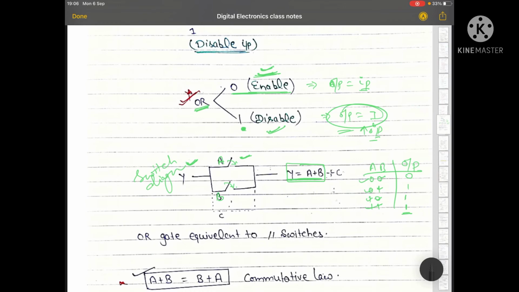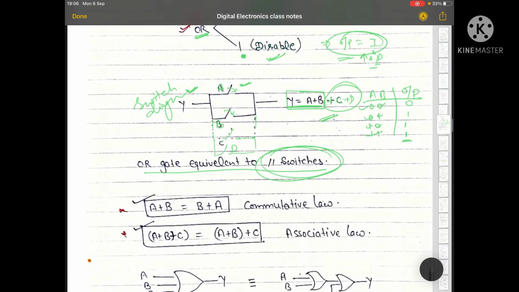You can increase the number of inputs. If you increase the number of inputs, C, D also, then you can add C plus D also in the equation. Okay, the OR gate is equivalent to parallel switches. In parallel you can add as many switches as you want.